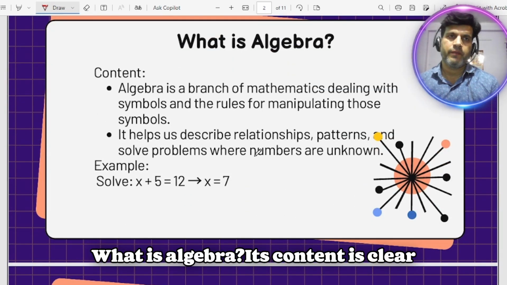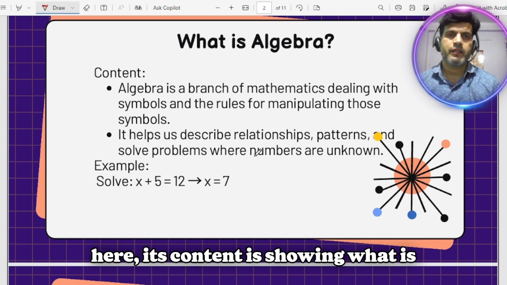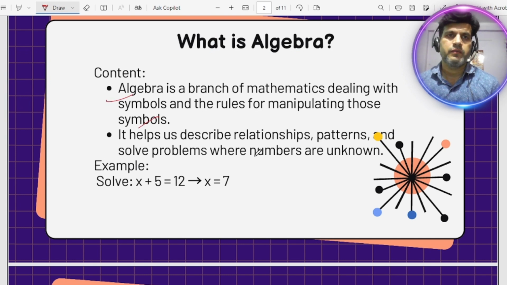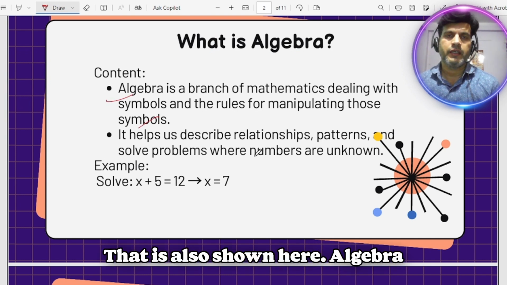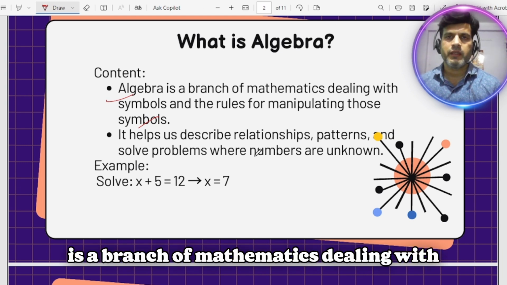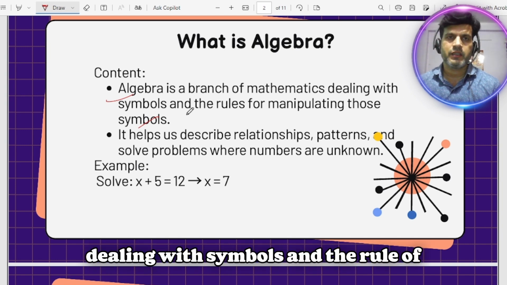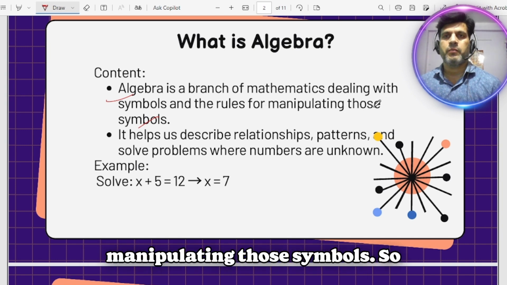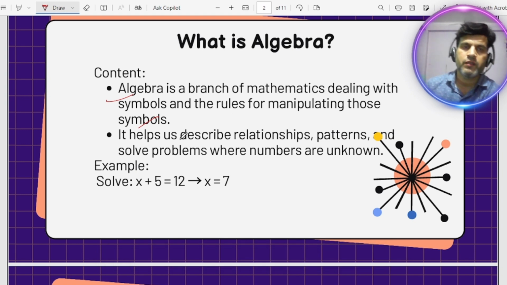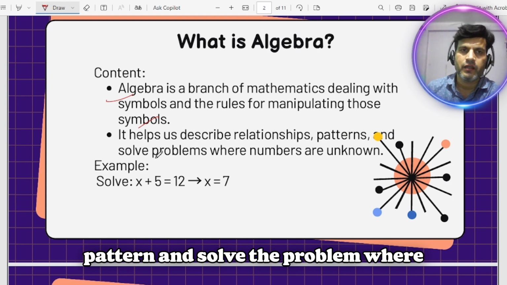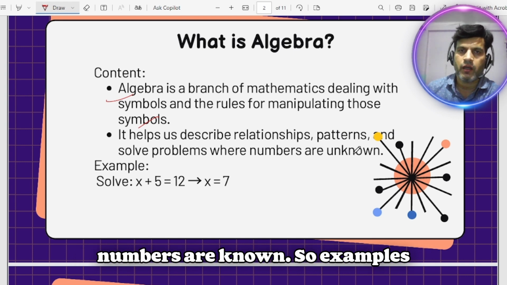What is algebra? Its content is clear here. Its content is showing what the algebra part is. Okay. That is also shown here. Algebra is a branch of mathematics dealing with symbols and the rules of manipulating those symbols. So these help us describe relationships and patterns and solve problems where numbers are unknown.